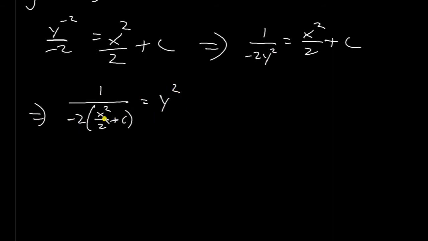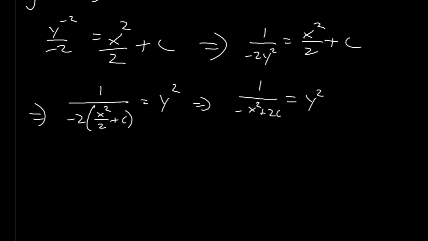And then I can distribute the negative 2, and I'll get 1 over negative x squared minus 2c. I'll keep it as a plus 2c. It doesn't really matter the sign here because a negative constant is just another constant. This is equal to y squared.